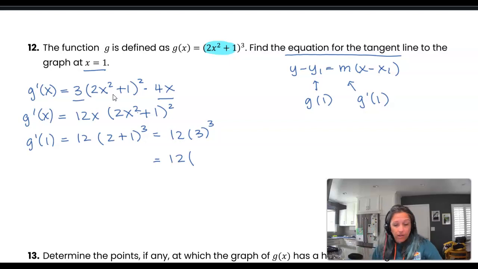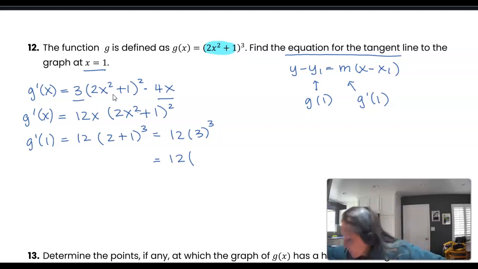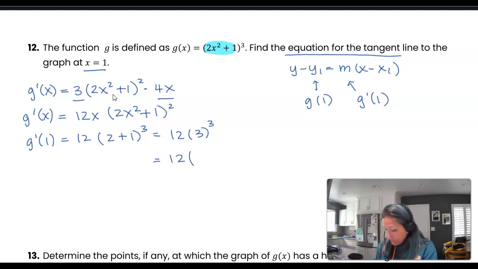I don't know. We'll see. I'll check my work. I don't have a calculator. I'm not doing this math in my head, just making that clear. 3 cubed is 27 times 12. Really? I don't know. 324 according to this. Okay.